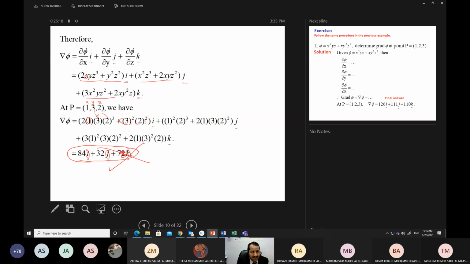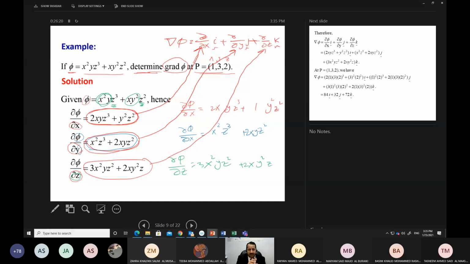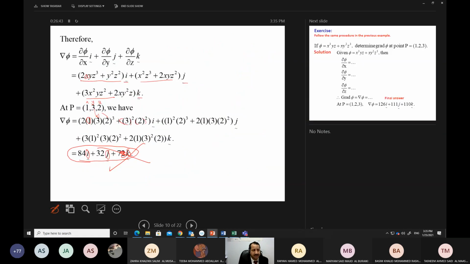Now, let me go back to the example. You see the example here? He asked me to find the gradient. He gave me the scalar function phi, and he asked me to find the gradient, and he gave me a point. I started with partial differentiation, as you can see here, with respect to x, with respect to y, with respect to z. Then I substituted here, as you can see. Okay? And finally I substituted for the point. Do the math.